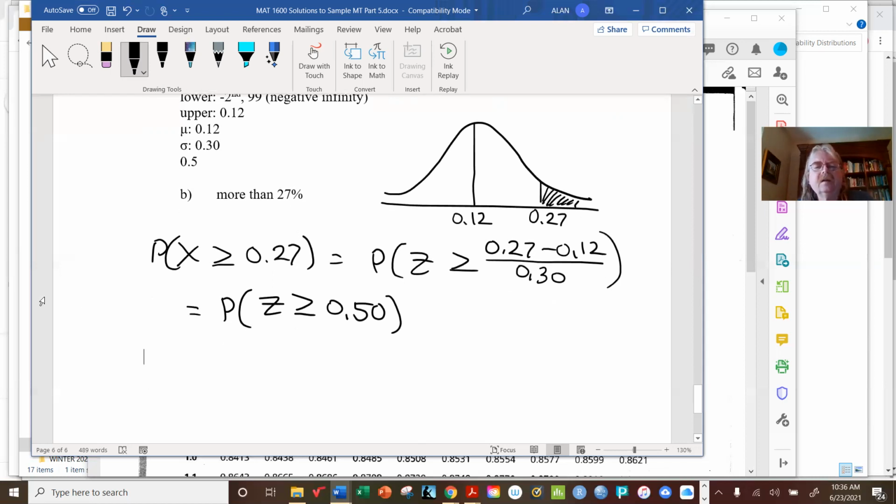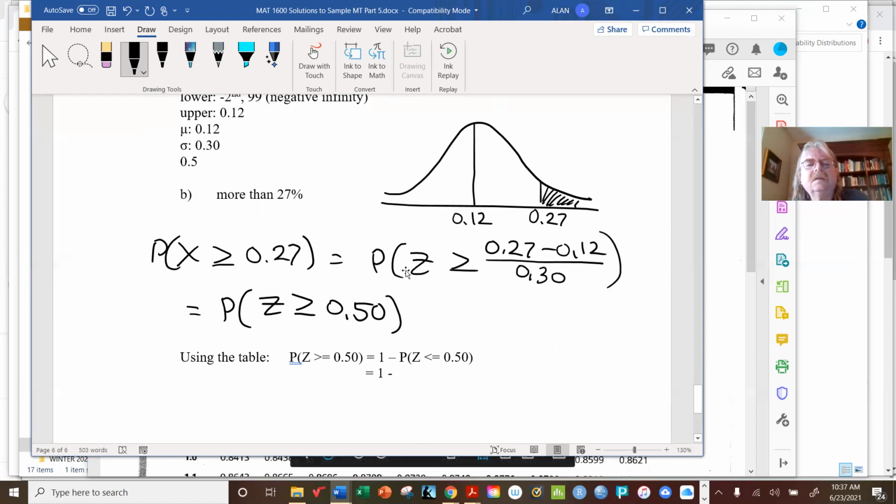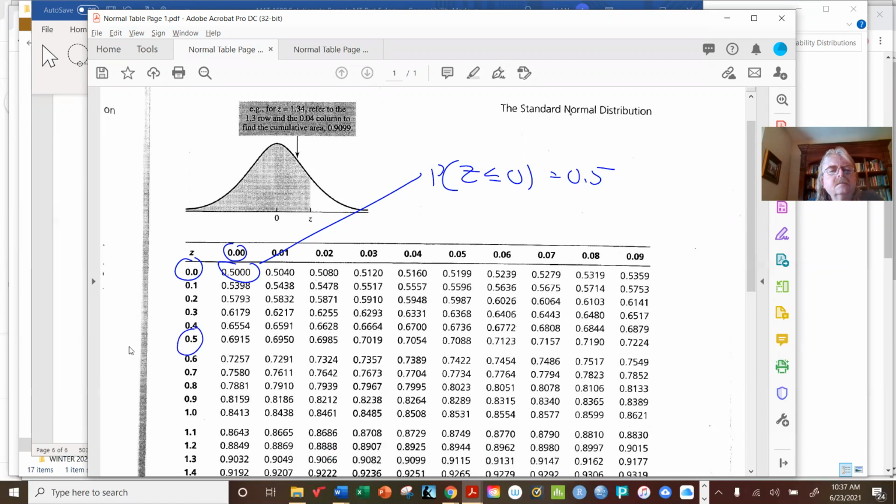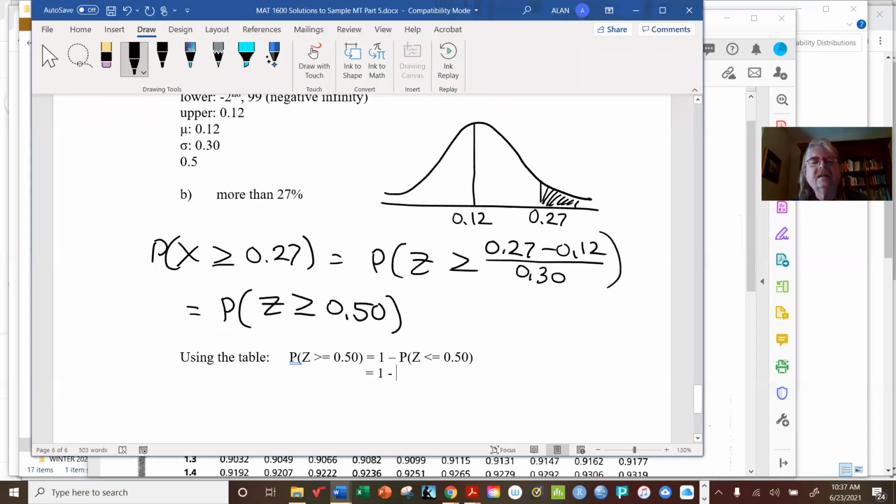And now we can go to the table by rewriting this as 1 minus P, the probability that Z is less than or equal to 0.50. So we go to the table, and here it is. Let me erase these old ones. There we go. The combination of 0.5 and 00, we have 0.6915. And so we're subtracting that from 1, and so we end up with 0.3085.